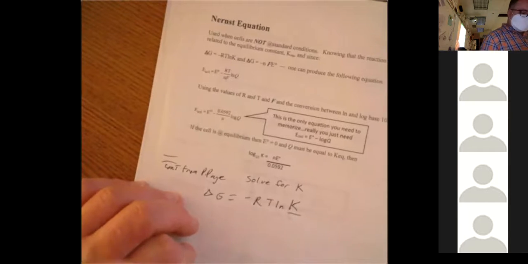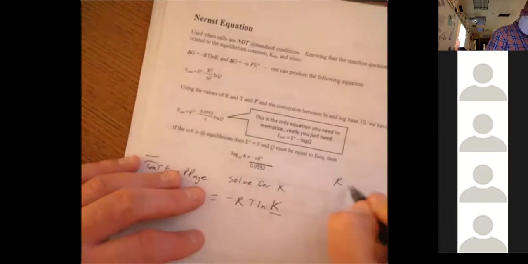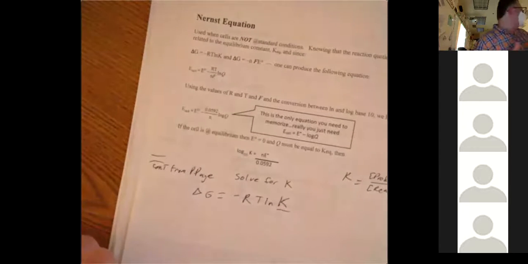What's spontaneous, right? So more than one. Yeah, right. Because remember, K is equal to products over reactants, right? So that could be like one of those weird little multiple choice questions or whatnot.